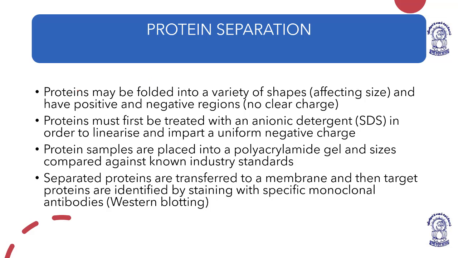Protein separation. Proteins may be folded into a variety of shapes, like you have studied in class 11 biomolecules: secondary, tertiary and quaternary structure. Because of folding and intensive inter- and intramolecular hydrogen bonding, which affects the size, they have positive and negative regions but no clear charge. Proteins must first be treated with an anionic detergent.